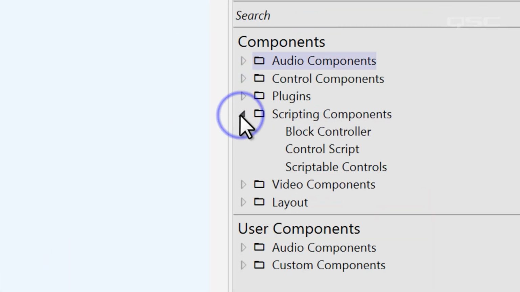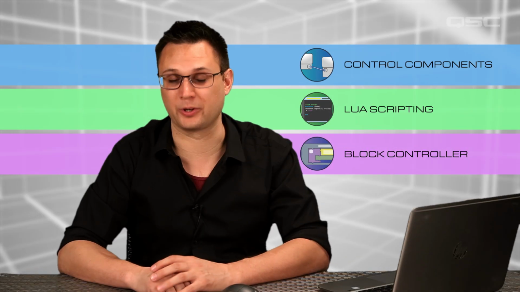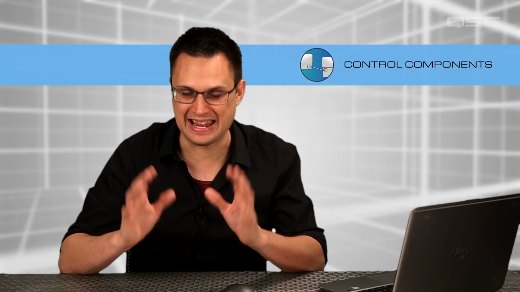Some of the tools we'll be using, such as the block controller and the scripting components, are found here in the schematic library. Alright, we'll start off by exploring the first method, the control components. Scripting and block controller obviously have a lot in common, so we'll look at those together a little later on. But first we can spend some time on control components all by themselves.